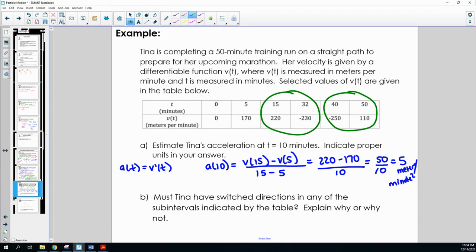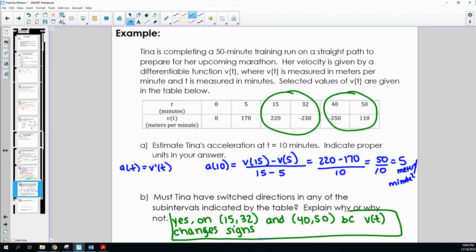So we'll say that, must there be a time? We'll say yes. And then we can say on the interval from 15 to 32, between 15 minutes and 32 minutes, and between 40 minutes and 50 minutes, she's going to change direction, and that's going to be because v of t changes signs. Whenever the signs change in the velocity, that means that the person or object changes direction.